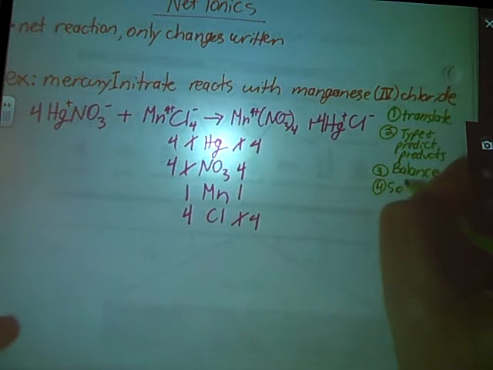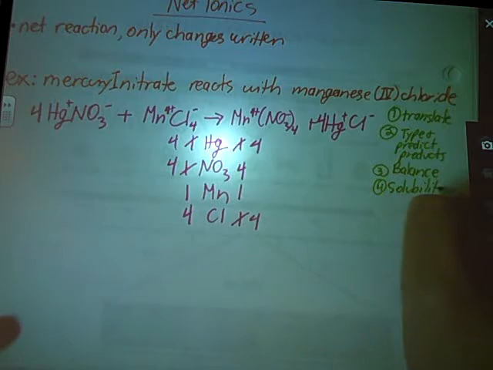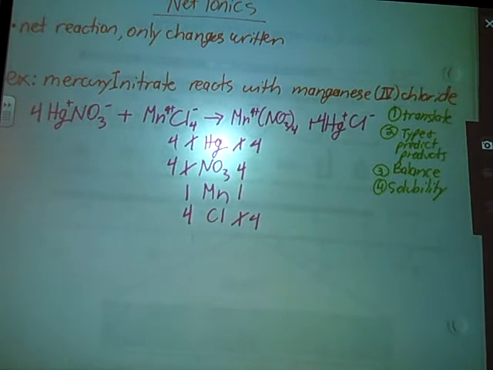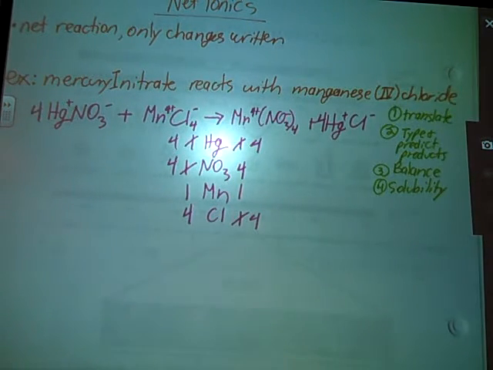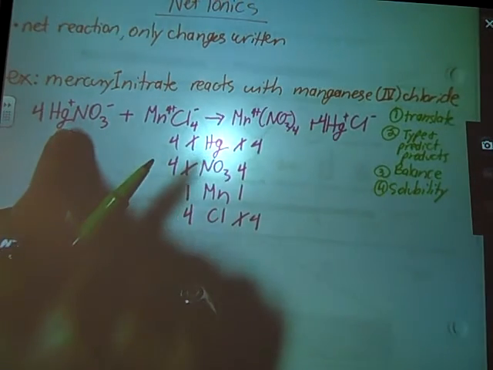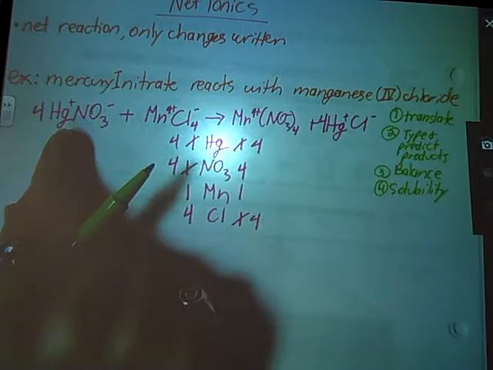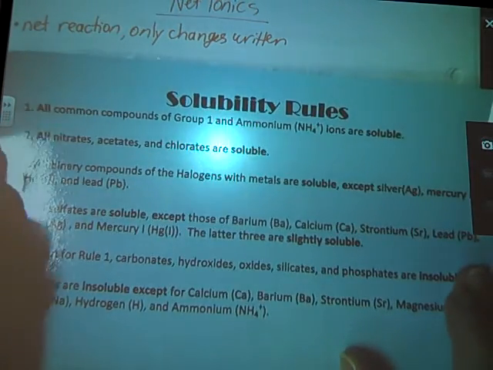Now we're going to do solubility. So we're going to use those rules we talked about in the last video to identify which of these compounds are soluble and which is solid. In order for a chemical reaction to have occurred here, I need a change, something that is on the left that looks different on the right. So our first substance here, mercury nitrate. Let's go through our rules and find one that applies.